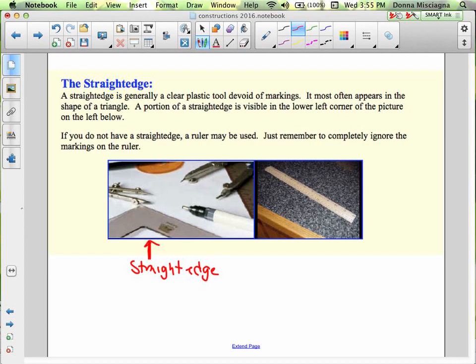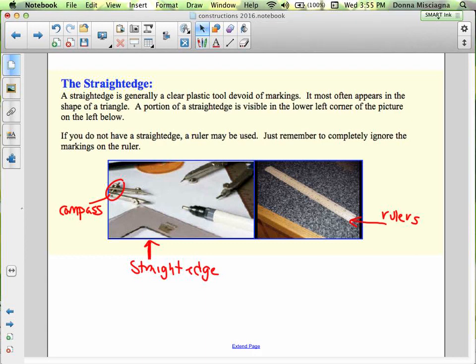Here we have a couple compasses. These are compasses like I have. Notice this bar right here. That helps to keep the compass locked in place so it doesn't fold over and mess up on you. We'll also be using good old rulers. We're just not paying attention to any of the markings on the ruler. So if you don't have a straight edge, a ruler may be used. Just remember to completely ignore the markings on the ruler.